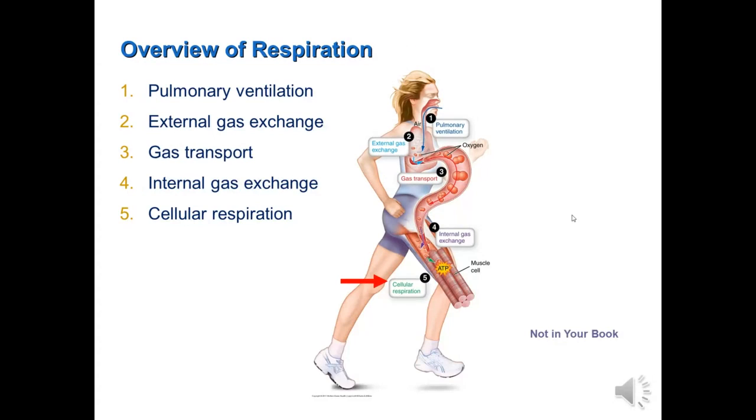Those are all of the events that are required in order for cells to produce ATP. Only the first 4 are of interest to us in the respiratory system, because all of those involve the respiratory system.